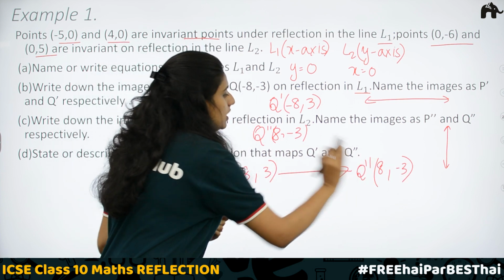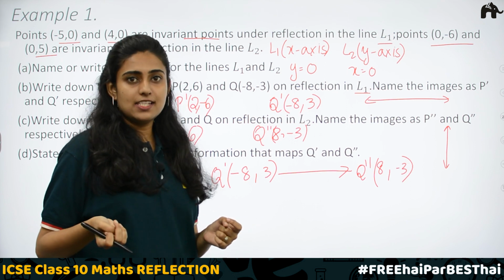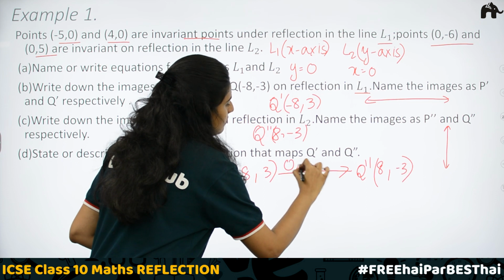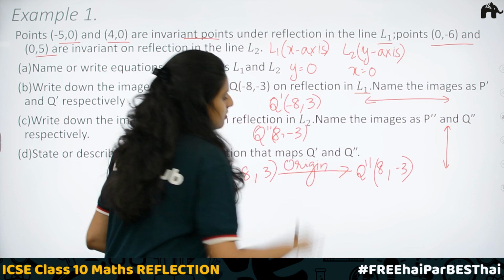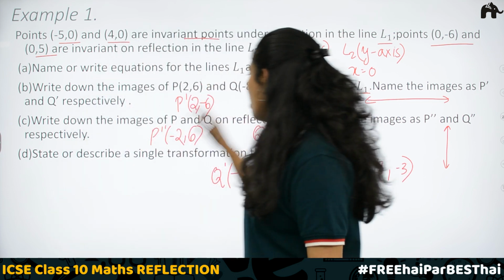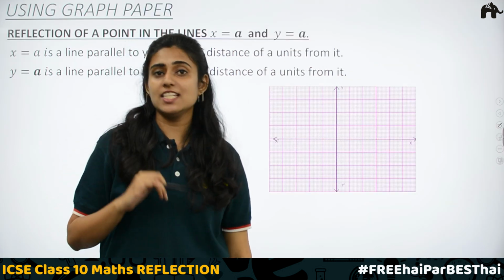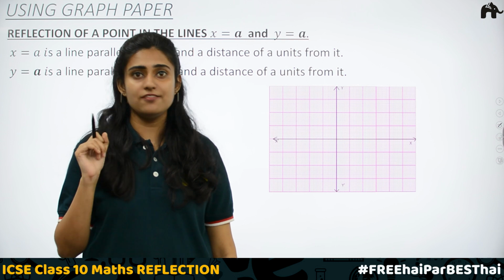When do both the x coordinate and y coordinate signs change? When the reflection is in the origin. Reflection is happening in the origin. Clear? We solved this just to refresh what we have studied in the previous class. We have studied reflection in x-axis, reflection in y-axis and reflection in origin.